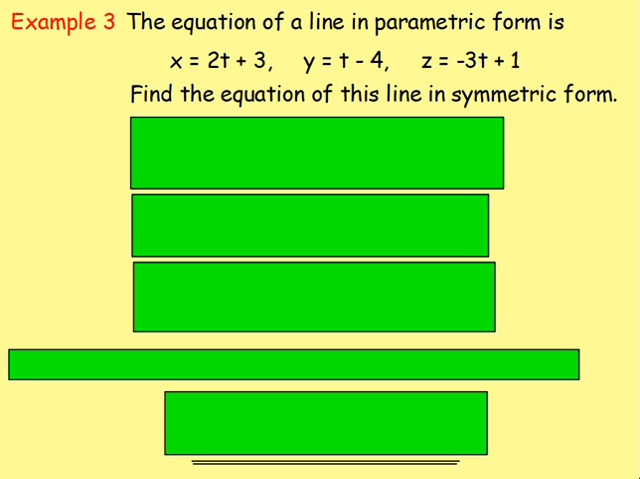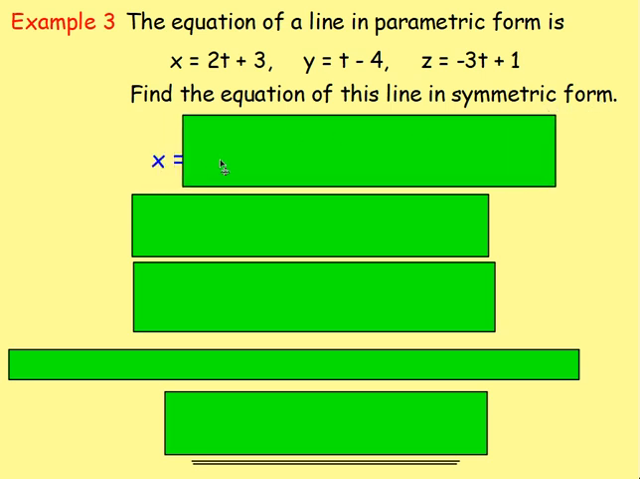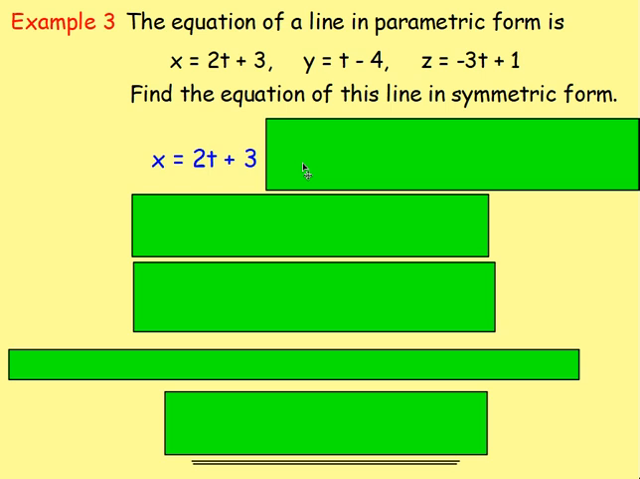Example 3, the equation of a line in parametric form is x equals 2t add 3, y equals t take away 4, and z equals -3t plus 1. Find the equation of the line in symmetric form. So we know we have x equals our 2t plus 3. If we are rewriting that in symmetric form, remember for the symmetric form we had x take away x1 over a equals t, and y take away y1 over b equals t, and z take away z1 over c equals t. So we need to rewrite this in terms of t.